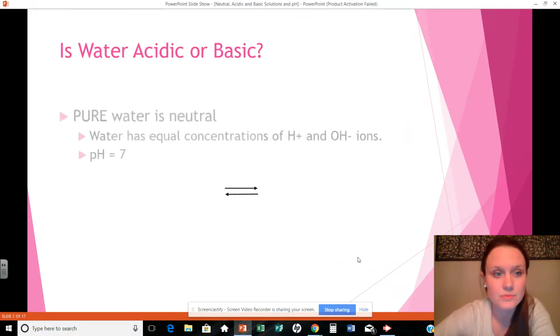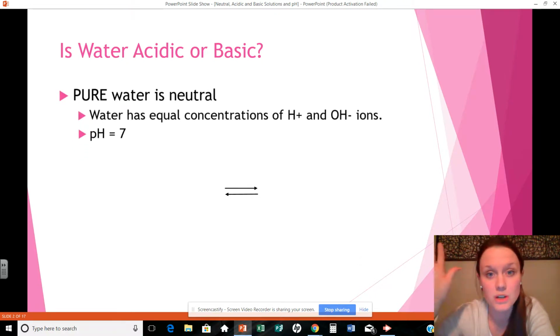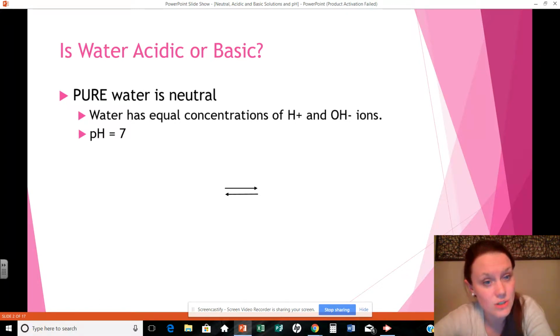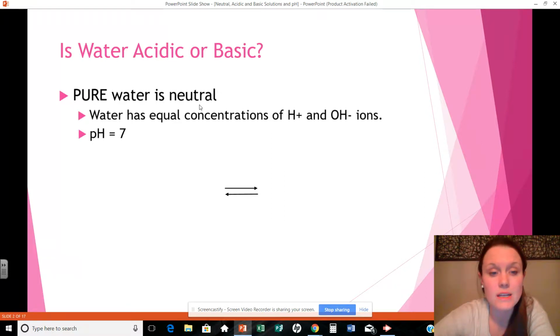All right. So first I want to talk about pure water. Pure water is a neutral solution. And in order to be neutral, that means that there are equal concentrations of hydrogen ions and hydroxide ions. Because the hydrogen ion concentration and hydroxide ion concentration is how we measure how acidic or how basic something is. We'll get into that a little bit later, but for now, just understand that water is a neutral liquid, and it's neutral because it has equal concentrations of hydrogen and hydroxide ions.